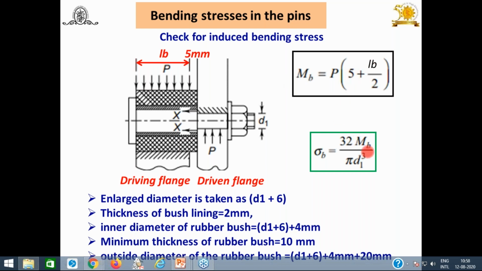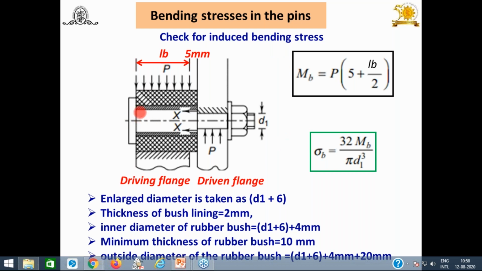You can substitute this value here. And you know the D1. D1 you will get from 0.5 times the shaft diameter under root N, where N means number of pins. So you will get this D1. You can substitute all the values, you will get the bending stress, and you can check that this bending stress is less than the permissible bending stress for the pin material. Try to understand. In this way, you have to check the induced bending stress. This is about the design of pin.